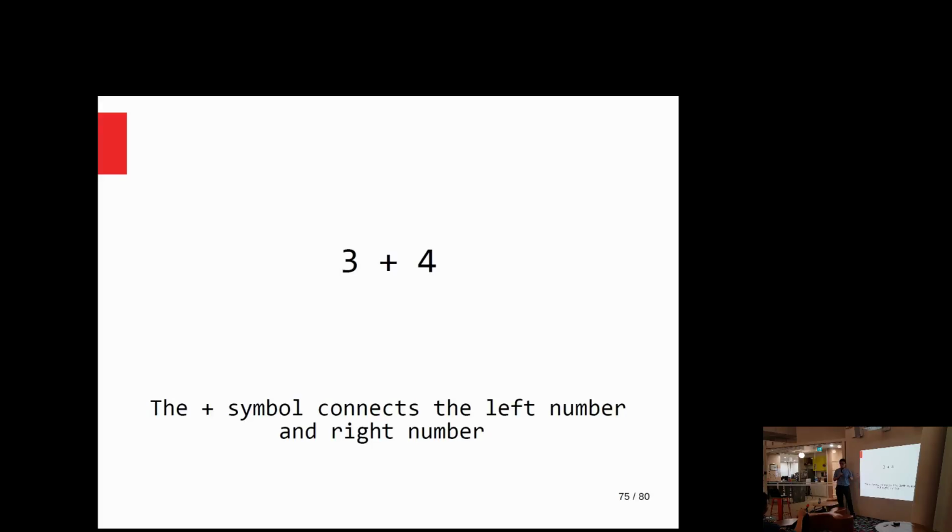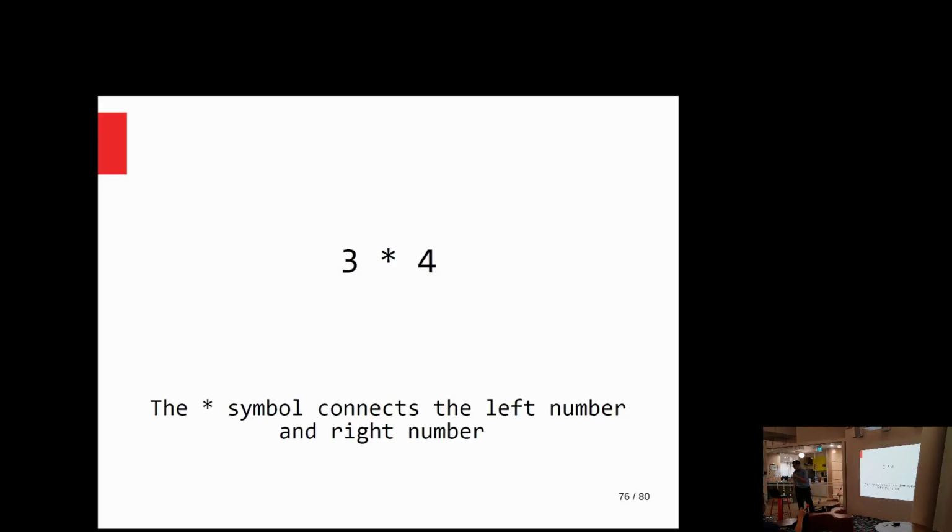The plus symbol connects the left-hand side and the right-hand side. It connects the number on the left and the number on the right, and it combines them into a final result. What the symbol does is take the number at the left and the number at the right, and combine them into a final result.